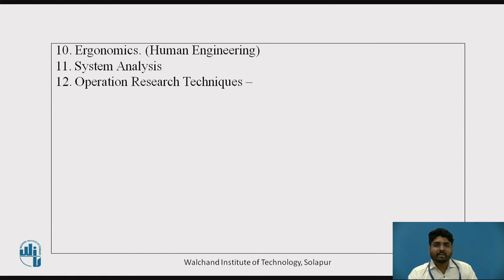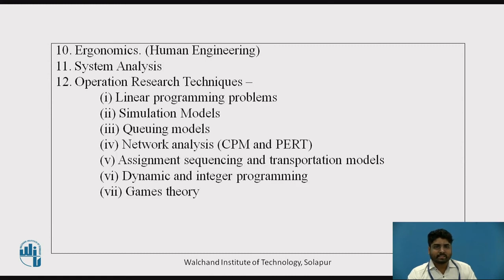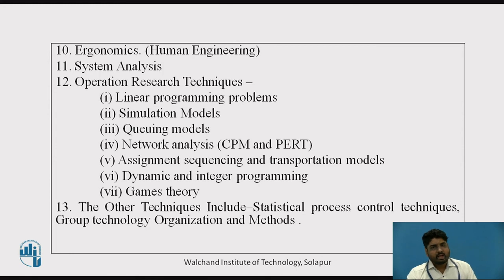The techniques that are more often used in operation research are linear programming problems, simulation models, queuing models, network analysis, also called CPM and PERT, assignment, sequencing and transportation models, dynamic programming, and game theory. And the 13th technique is other techniques, which include statistical process control techniques, group technology, and organization and methods.